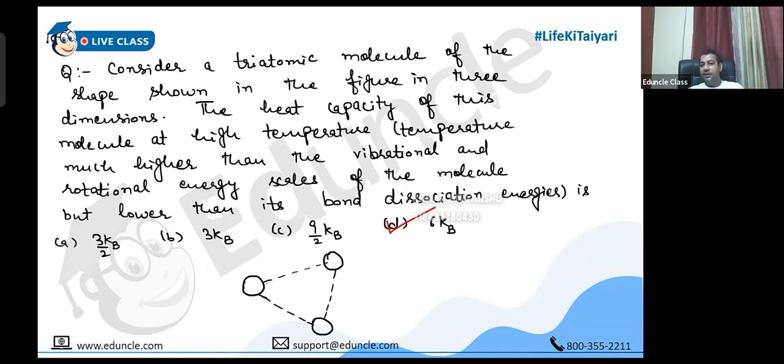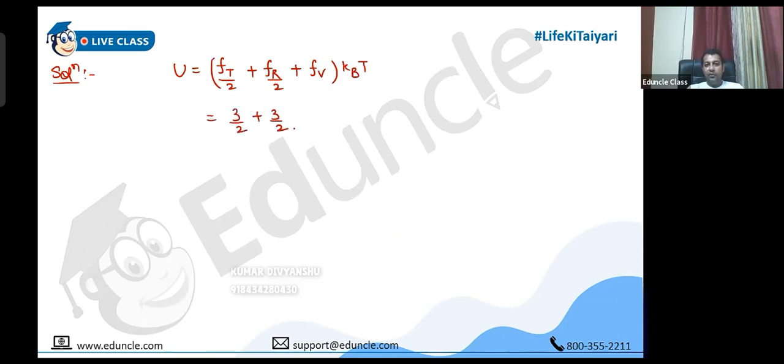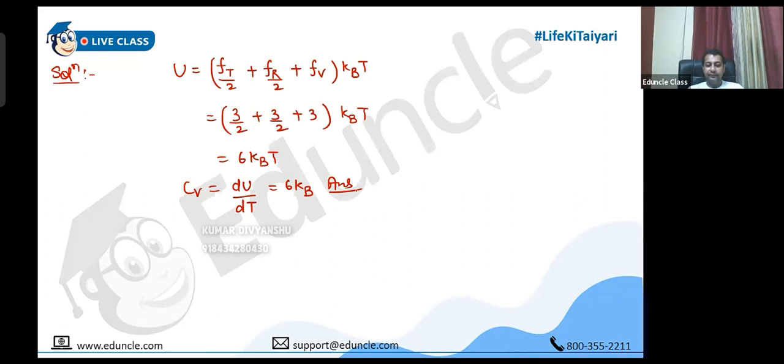In fact, I gave you the number of the degrees of freedom also. U will be F translational by 2, F rotational by 2, plus F vibrational kT. So 3 were translational, 3 were rotational, and 3 were vibrational. So it is clearly 6 kT. So CV is dU by dT, 6 kT. This is the answer.